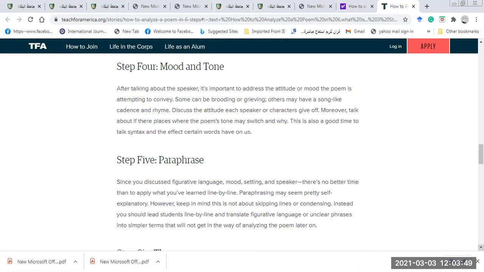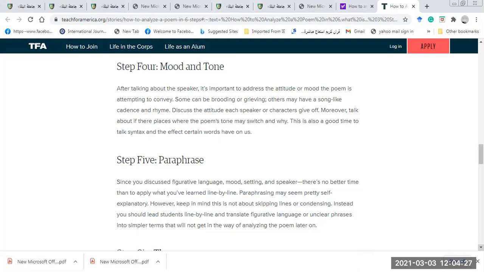So you have to give us the mood. Is the speaker happy? Is he sad? Is the tone cheerful, like a song, for example? After that, we have to discuss the attitude of each speaker mentioned in the poem, if we have more than one speaker, to reach the general mood of the poem. Moreover, we have to talk about whether there are places where the poem's tone may switch, and why.